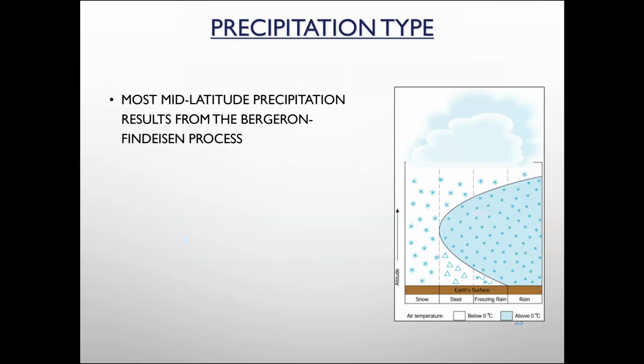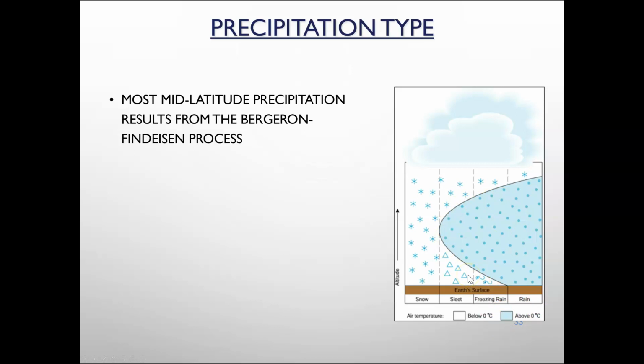To reiterate, the vast majority of mid-latitude precipitation is going to result from the Bergeron-Findeisen process. That CC process, we're thinking hurricanes, the ITCZ, stuff going on much closer to the equator. We have a schematic over here on the side that shows this area in white, which indicates sub-freezing air, below zero, and this area in lighter blue that is above freezing. That's the general idea.